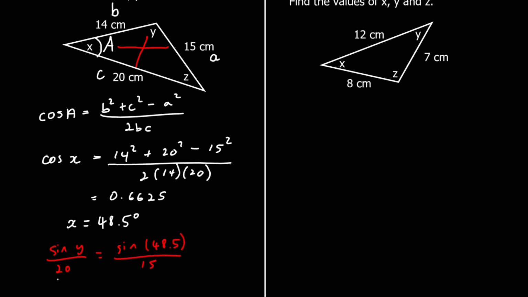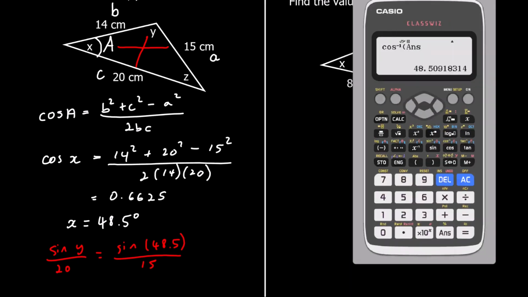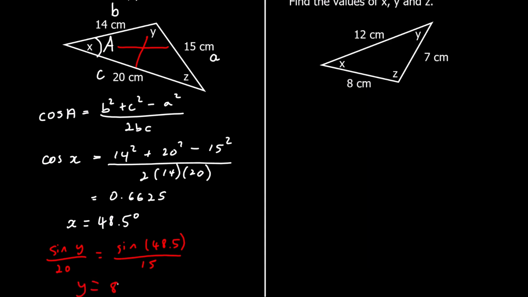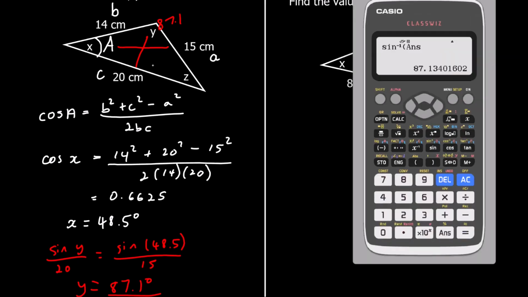So times by 20. So that will be sine 48.5 over 15 times 20, which is 0.998, and so on. And then shift sine, and we get 87.1 degrees. So we've got y is 87.1, and then we can just find the z by doing 180 minus our other two answers.